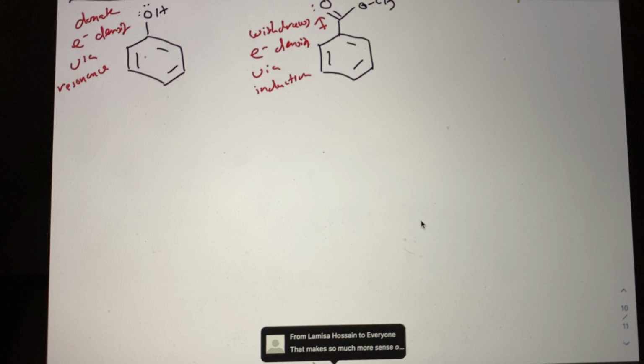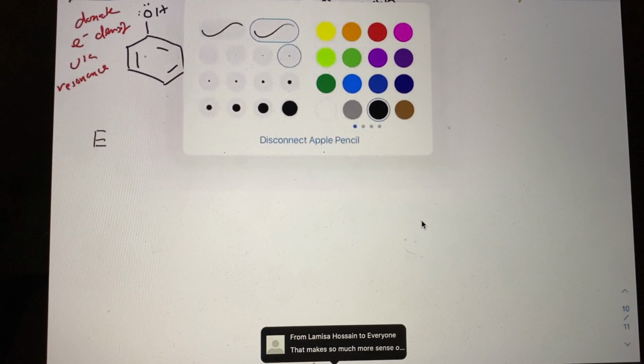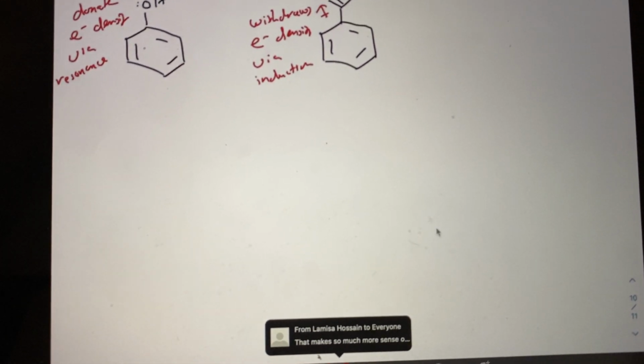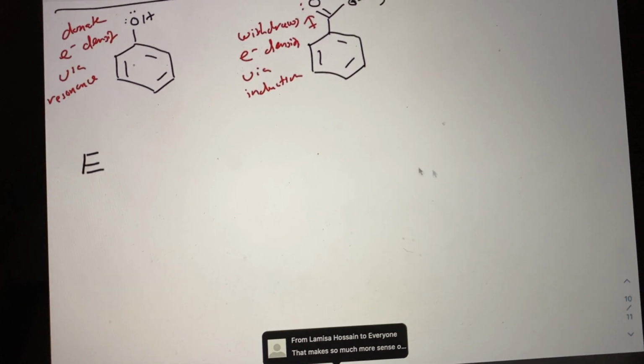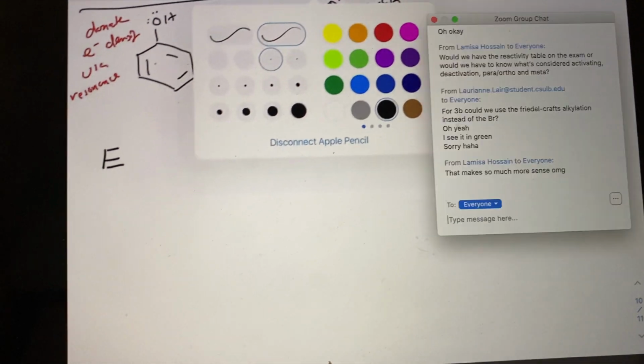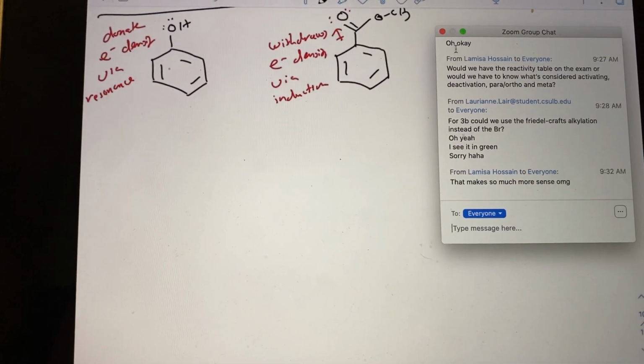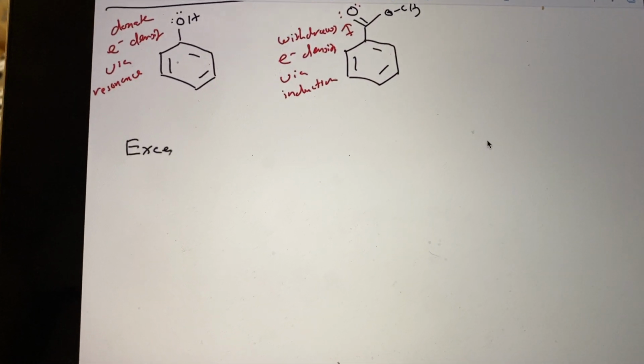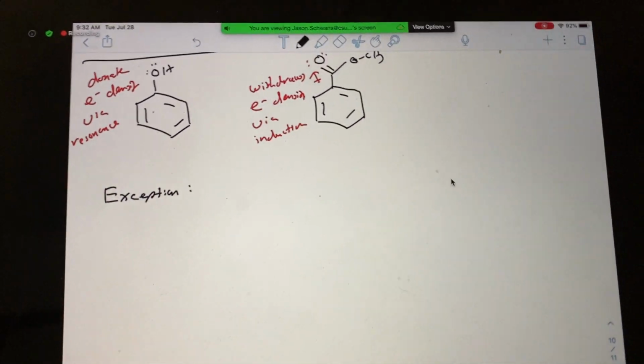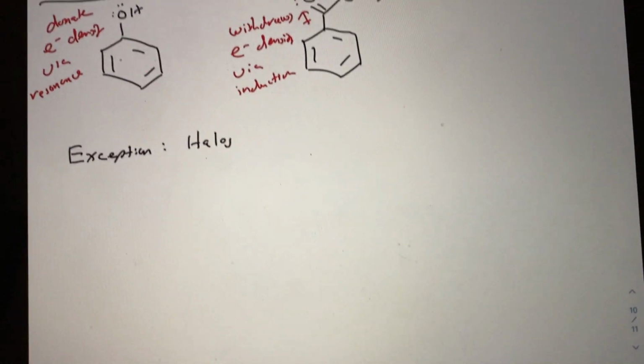But there's one key exception. I'm going to make the pencil a little thicker here. Let's try this. It's maybe too thick. We'll use the middle one here. Should have practiced. Okay, there's one key exception to this idea, and these are the halogens.